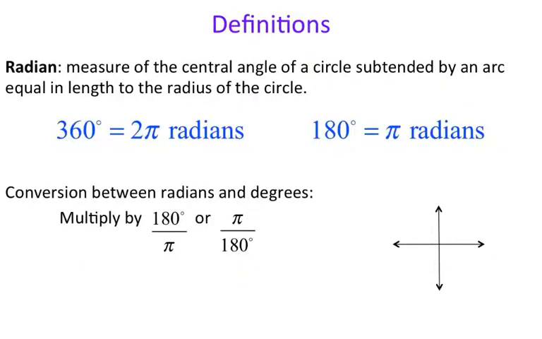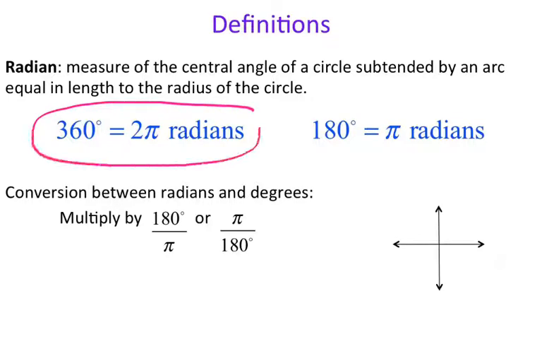Okay, the next definition we're looking at is something called a radian. A radian is just another way to measure an angle. Just like you can measure in inches and centimeters, you can measure an angle in degrees and radians. The radian is a measure of a central angle of a circle subtended by an arc equal in length to the radius of a circle. Now that definition is a little confusing, but just remember that a radian is just another way to measure an angle.